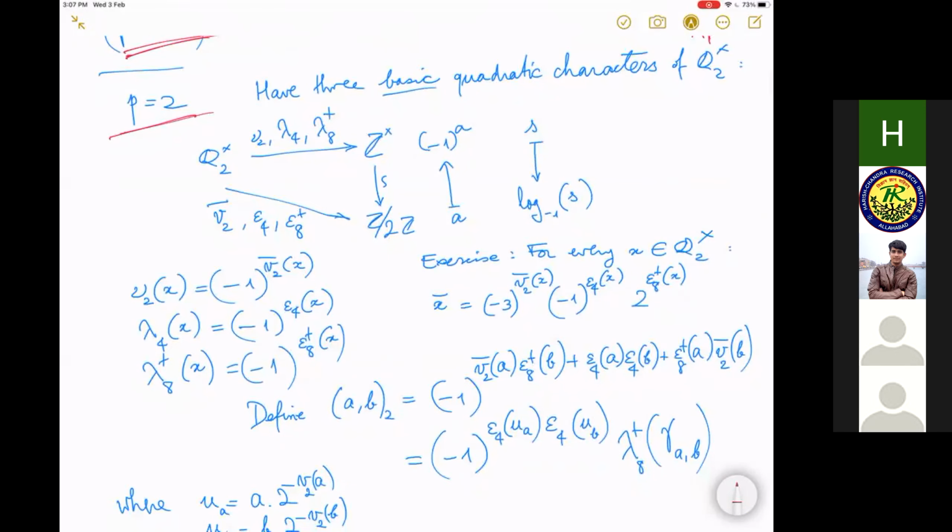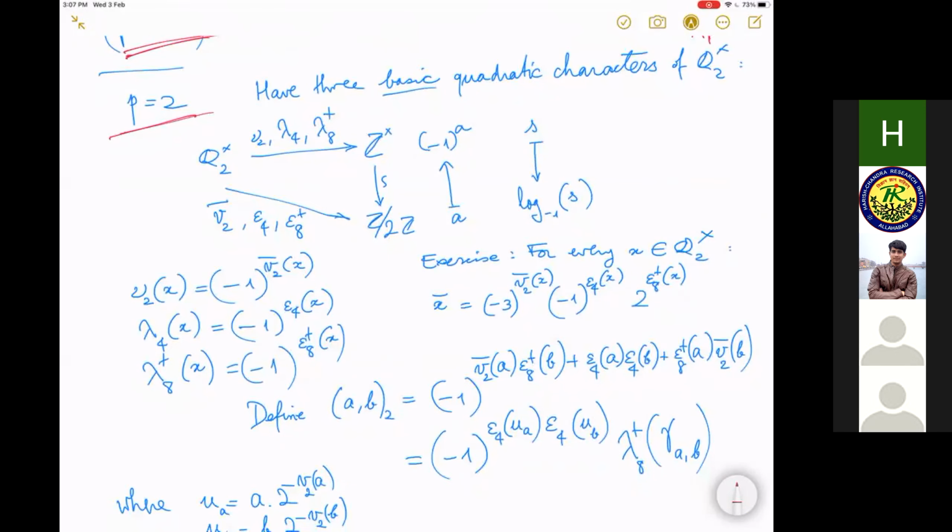The first difference is that you have these 3 quadratic characters. Now, first you have to convert them from this multiplicative notation to this additive notation. See, Z star is a group of order 2, so is Z mod 2Z, and they're canonically isomorphic. You send an element A to minus 1 to the power A, and you send an element S to what can be called log minus 1 of S.